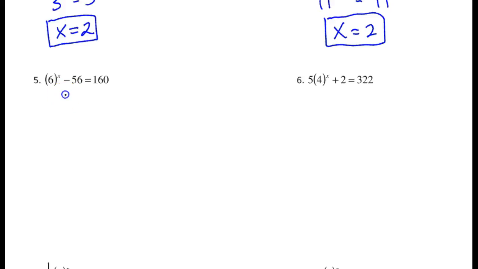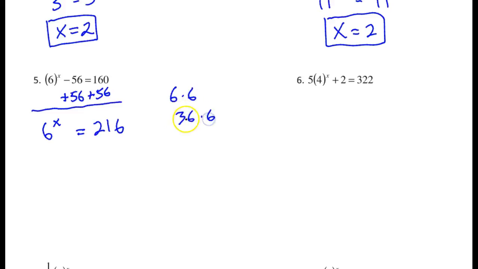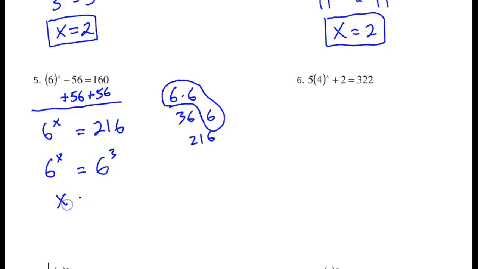Let's see, add 56 here. We have 6 to what power equals 216. That might be one of those you have to go off to the side, say, okay, 6 times 6 is 36. Multiply 36 times 6 and you get 216. Right, so that would be 6 to the 3rd. 6 to what power? That's 6 to the 3rd, so therefore x equals 3.